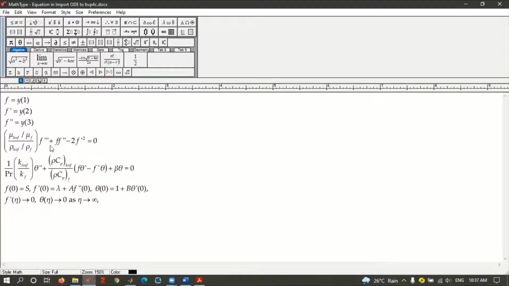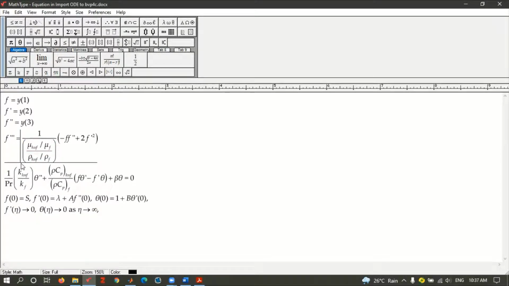So we need to rearrange these equations. Okay, so this one should be transferred to the other side. So we have that one to be minus and plus, and this one transferred to the other side, so we have 1 over this. So f triple prime is equal to this one.